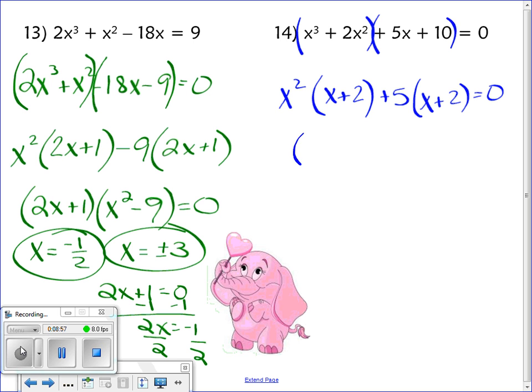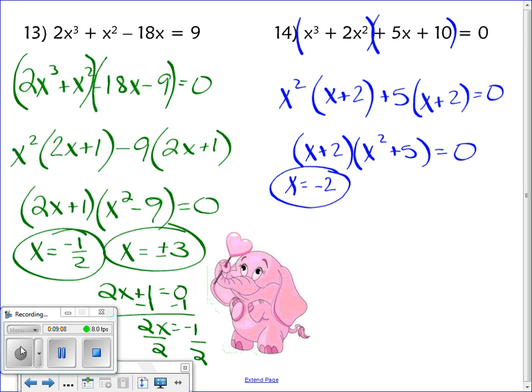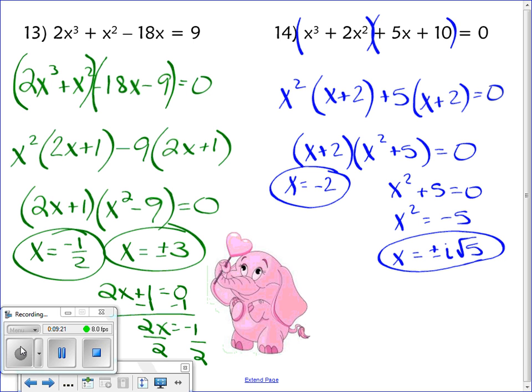Common parenthesis. Left over. X equals negative 2. This one may have to write down. Good. So x squared equals negative 5. X equals plus or minus i radical 5. So how are we feeling about factor by grouping? What happens when you go to group something and there's nothing common to pull out for a GCF?